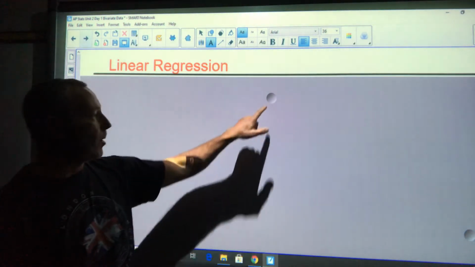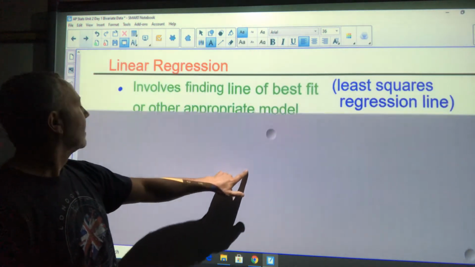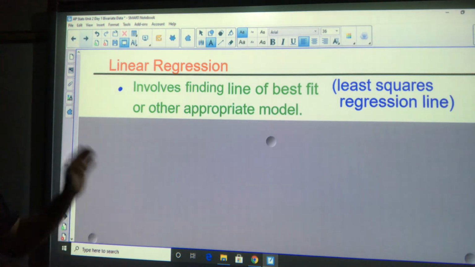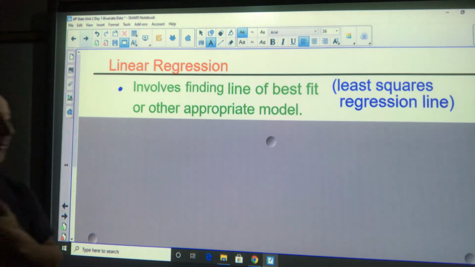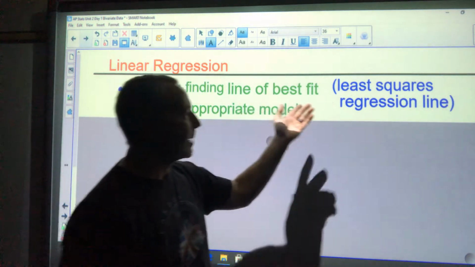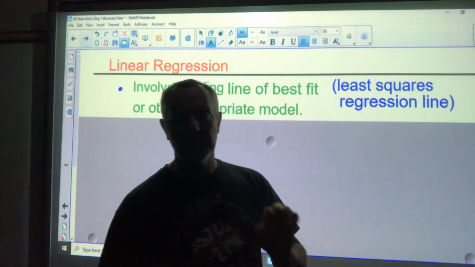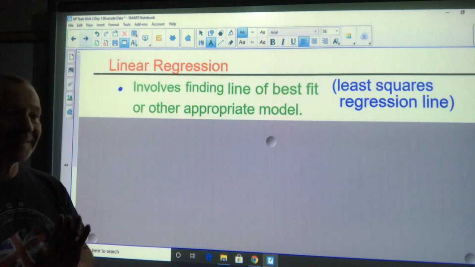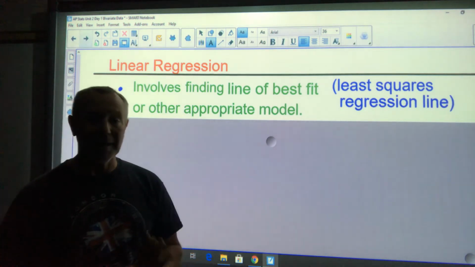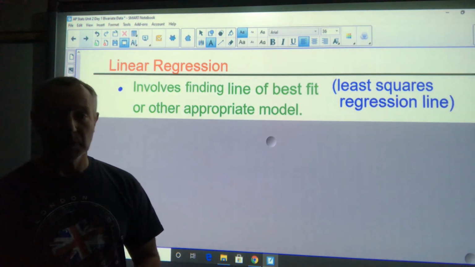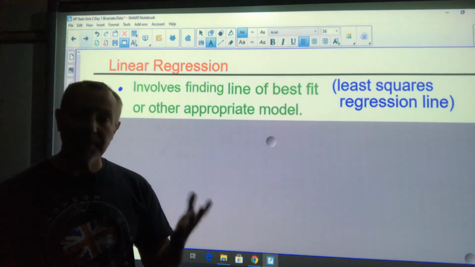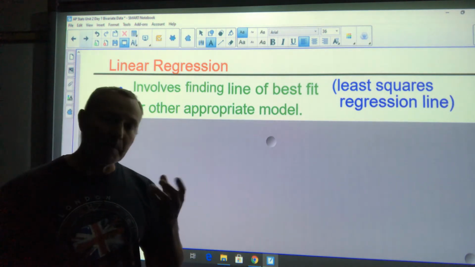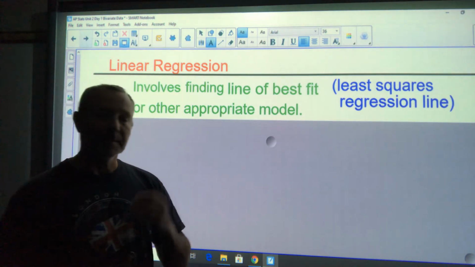Linear regression, what is it all about? It involves finding the line of best fit, or other appropriate model. For us, it's usually the line of best fit, whose formal name is the least squares regression line, and we see it written as LSRL in abbreviation. Remember that is a precise, exact line. There's only one line of best fit, only one least squares regression line. It's the line where all the residuals, the differences between the actual values and the model, the line that we draw, are the minimum, the lowest that we can possibly have. It's the best line there is.